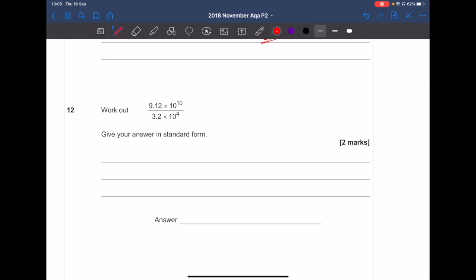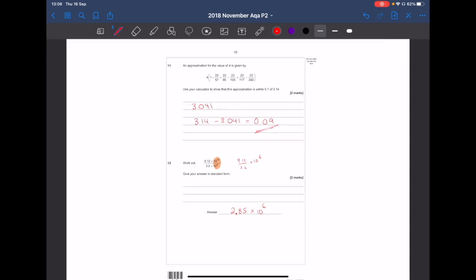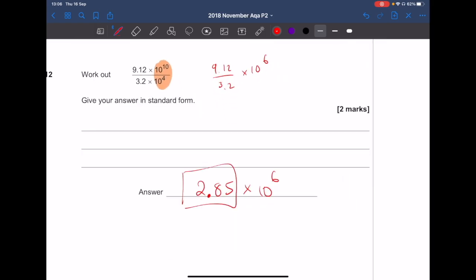Continuing, work out 9.12 times 10 to the power of 10 divided by 3.2 times 10 to the power of 4. So before you do anything, the easiest part is this part, because that is simply take away. So you've got 9.12 over 3.2 times 10 to the power of 6. And then how many 3.2s go into 9.12? 2.85 times 10 to the power of 6. And it's in standard form because the first part is between 1 and 10. If you draw it like this, that is wrong. That is not standard form.